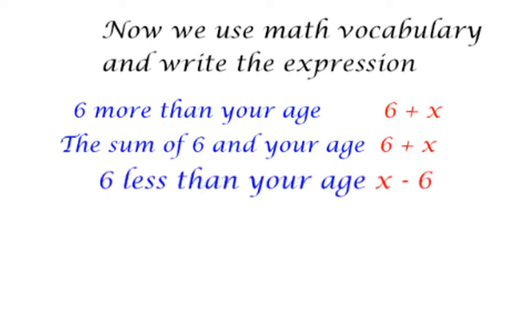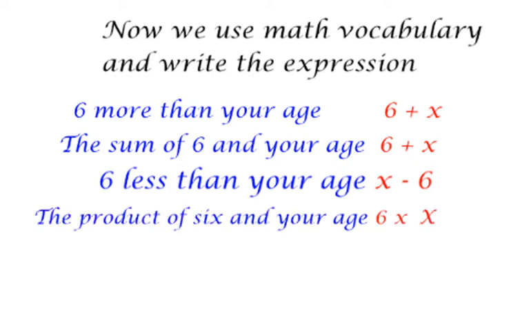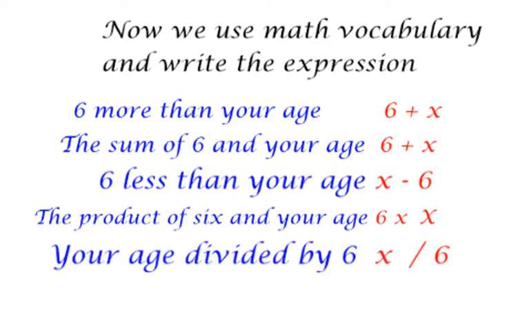I can continue with other operations and say 6 less than your age, which would mean x minus 6. I could say the product of 6 and your age, 6 times x, or your age divided by 6, x over 6, x divided by 6. Each one means the same thing.